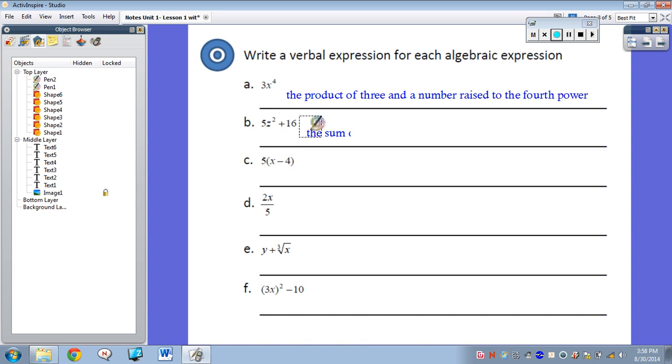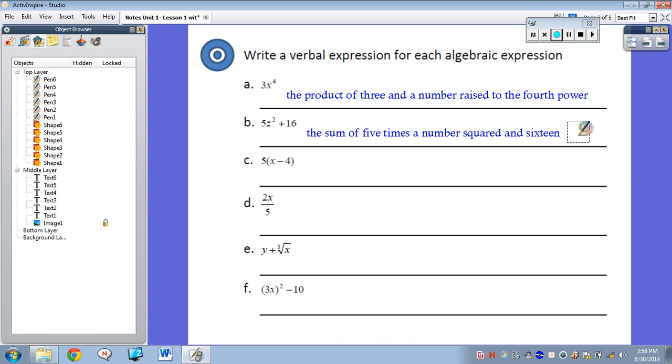So it's the sum of both of the two terms, of 5 times the product, right? Multiply times a number. Okay, so 5 times the number that we don't know, that's your variable. And then raised to the 2 is 5 times the number squared. All right, and then since you've already covered the sum, you know that we're adding 16. So it's the sum of 5 times the number squared and then 16.